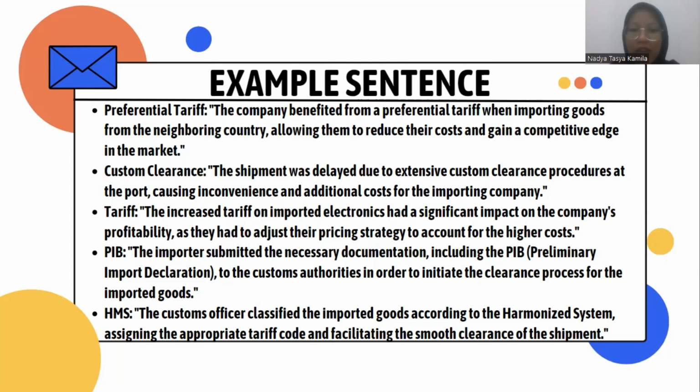Tariff. The increased tariff on imported electronics had a significant impact on the company's profitability, as they had to adjust their pricing strategy to account for the higher costs.